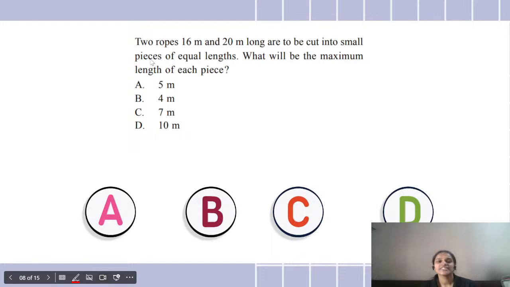So the next question reads like this. Two ropes 16-meter and 20-meter long are to be cut into small pieces of equal length. So what will be the maximum length of each piece? That is what you have to find out. Remember, the word maximum will give you the hint what we have to do over here or what we have to find over here.